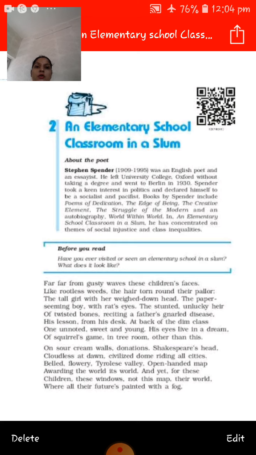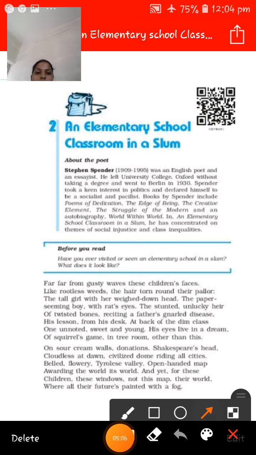An Elementary School Classroom in a Slum. So I have already told you about the poet. And let's read the poem from here with this stanza. That is the first stanza of the poem.